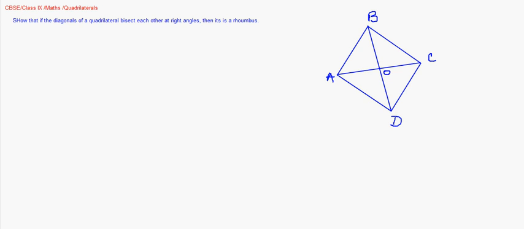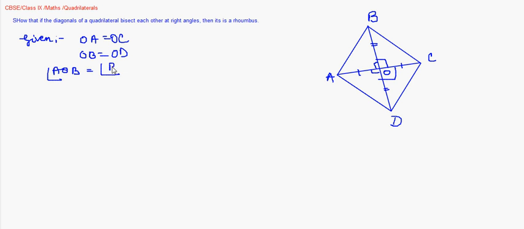What does this refer to? It's given to us that OA is equal to OC. This is equal to this. And then OB is equal to OD. Angle AOB, angle BOC, angle COD and DOA, they are all equal to 90 degrees. We simply have to prove AB equals BC equals CD equals DA.